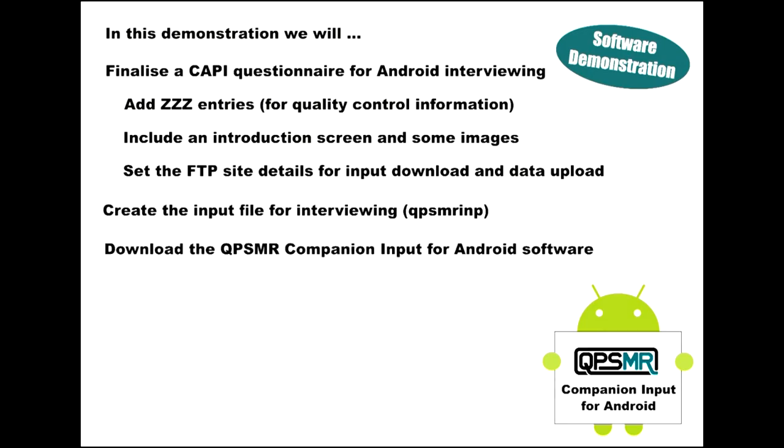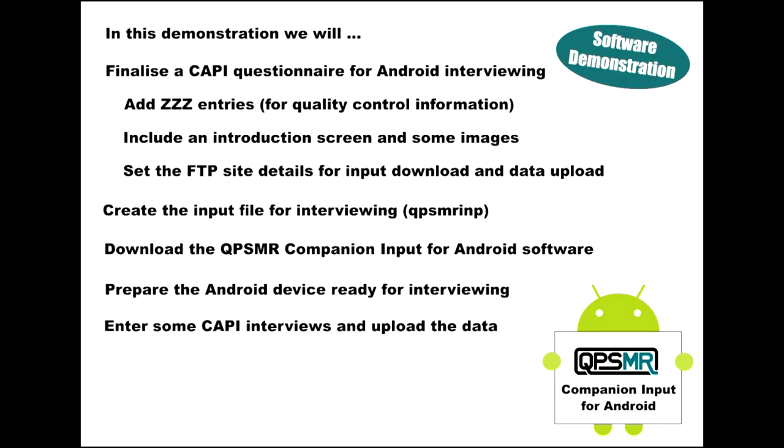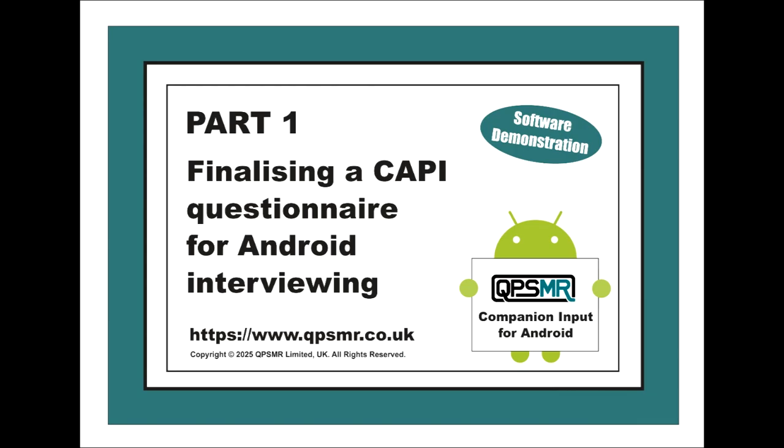We will discuss downloading the QPSMR companion input for Android software from our website onto the Android device. Next, we will enter some CAPI interviews on an Android tablet and upload the data. We will then switch back to the full QPSMR companion software to check the data collected and finally run some tables. Part 1.